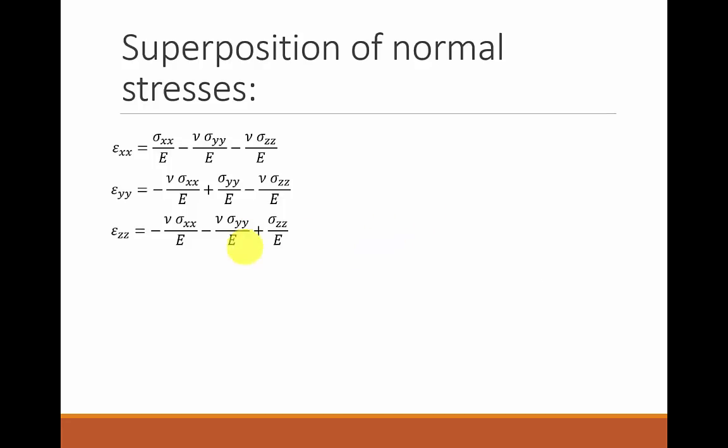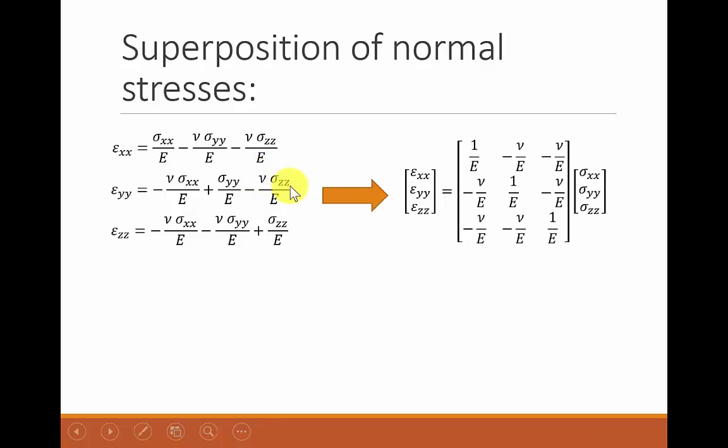And now, if I look carefully, I have three different equations and three outputs and three inputs. And so we can arrange this as a matrix. Notice this 1 over E times sigma x, that's this term. The Poisson's ratio divided by E, negative sign, times sigma y, that's this term. And then the third one is this term. So that all makes sense. This matrix right here is just a re-expression of the superposition we just talked about before.